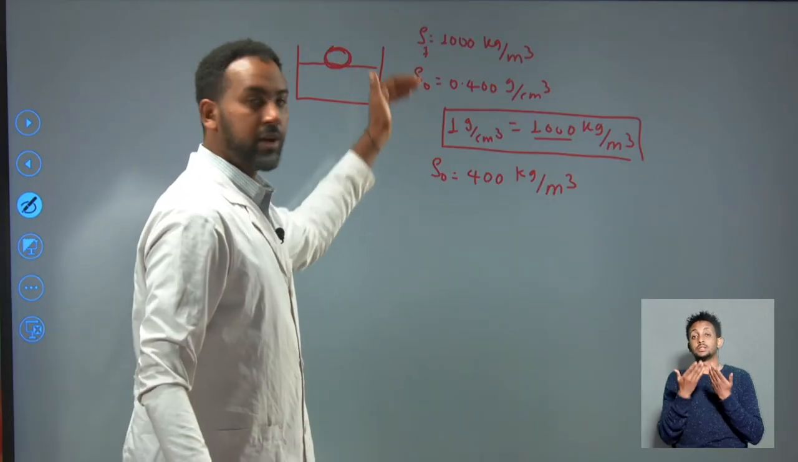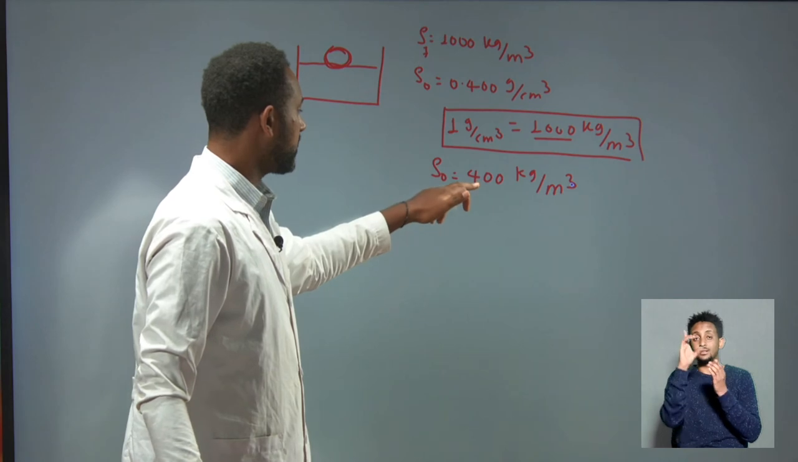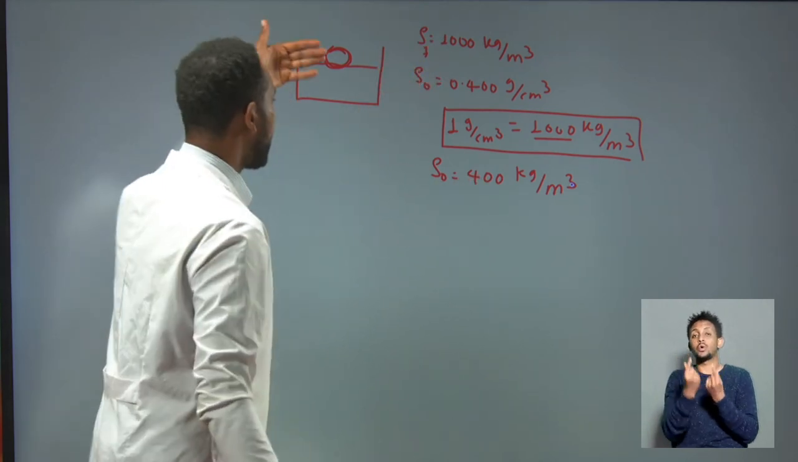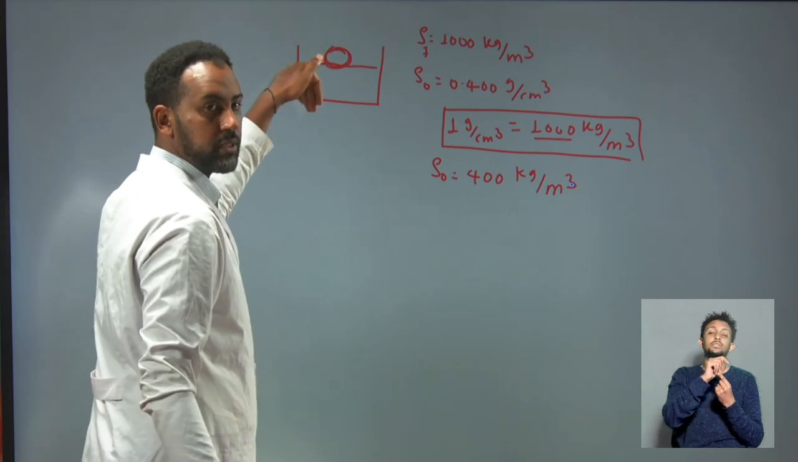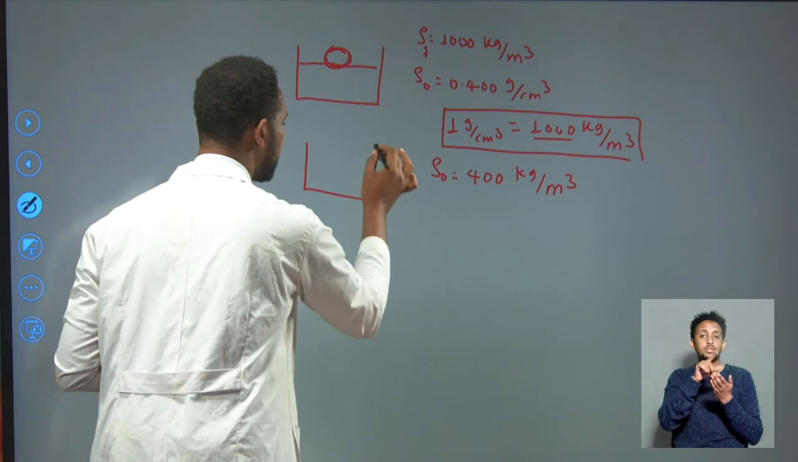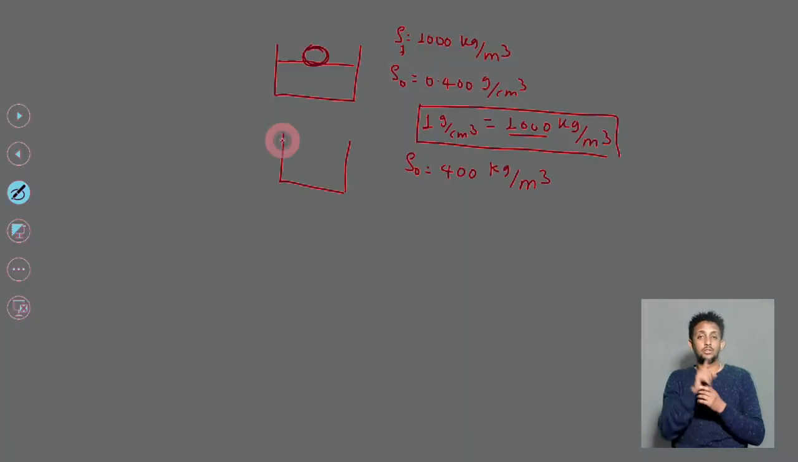Then when you compare their densities, the ball is 400 kilogram per meter cube and the water is 1,000 kilogram per meter cube. So it floats and would not be submerged. Therefore, you have to apply a force to submerge it totally, and that force should be downward. Here you have the tennis ball.